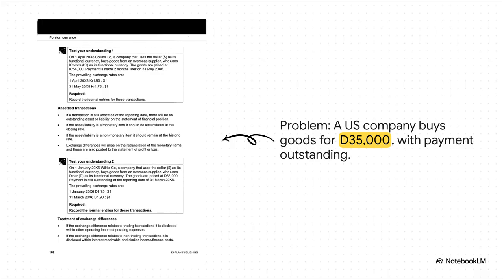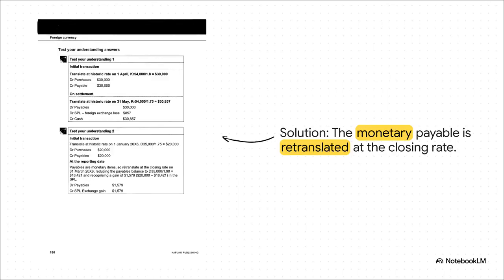Okay, here's our next scenario. On January 1st, a U.S. company buys goods for 35,000 dinars. The critical fact here is that their financial year ends on March 31st, but the bill is still unpaid. And, of course, the exchange rate on the purchase date is different from the rate at the year end. And here's where that toolkit we built becomes so important. The initial transaction gets recorded at the historic rate, which works out to $20,000.